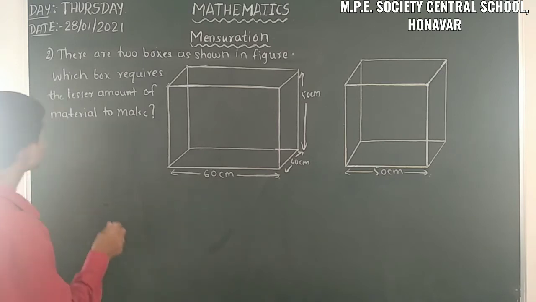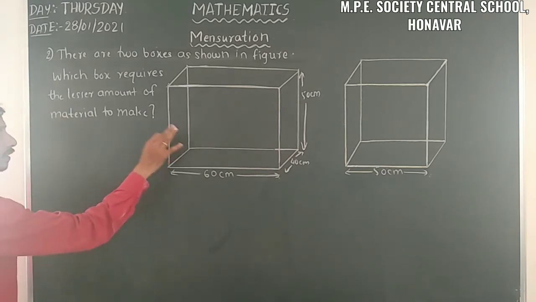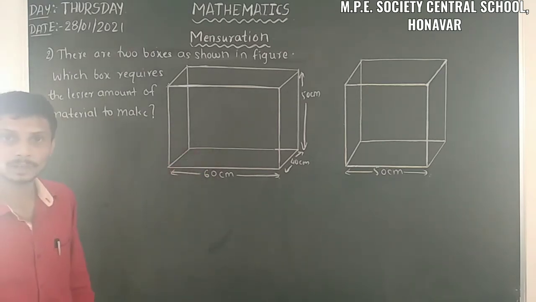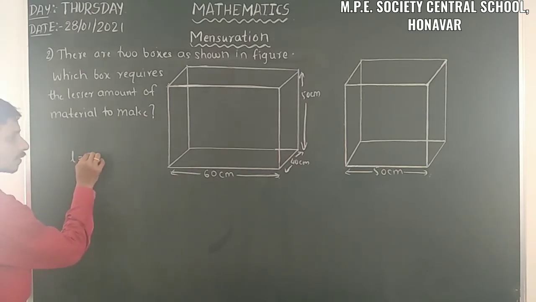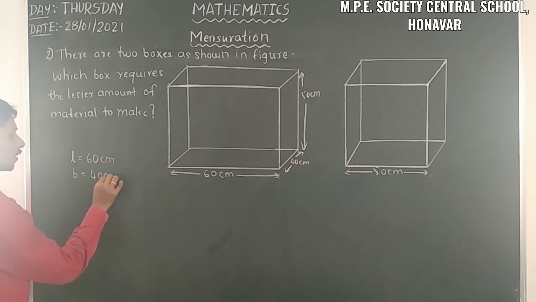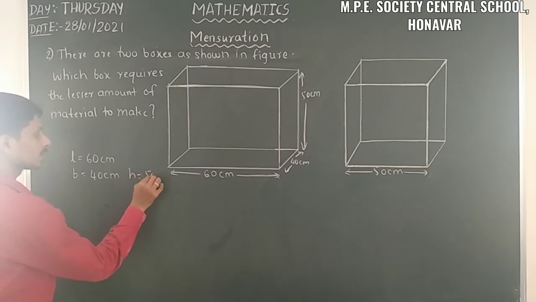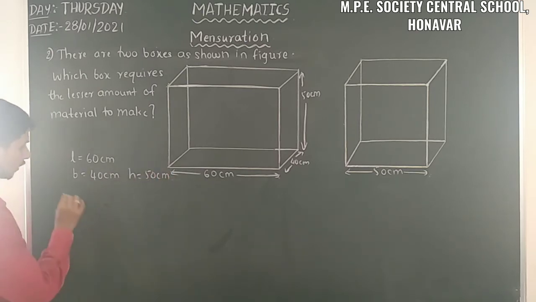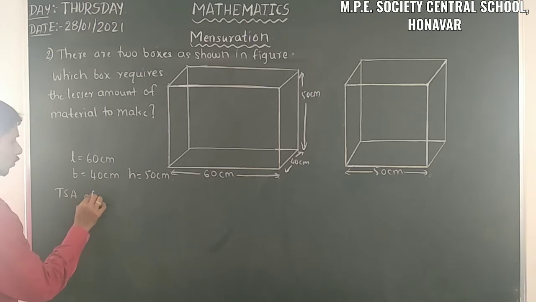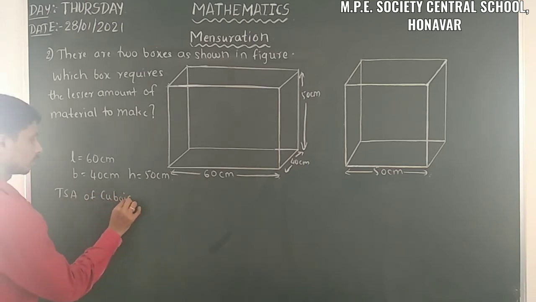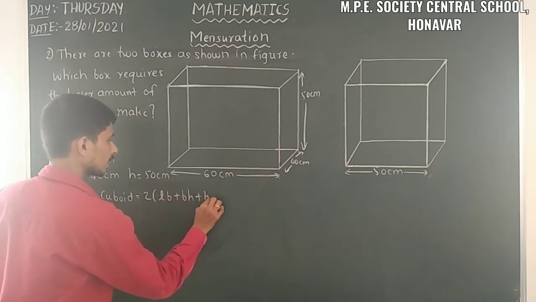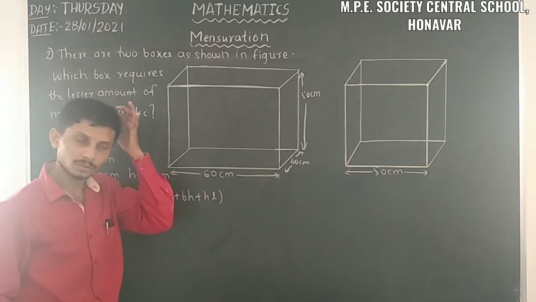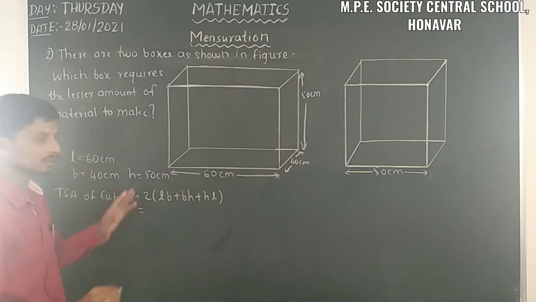So let us take this total surface area here. Firstly I will take the cuboid. With the help of measurement we have to find out the total surface area. L is given, L is 60 centimeter, B is 40 centimeter and H is 50 centimeter. Then we have to find the TSA of cuboid, which is equal to 2 into (LB plus BH plus HL). Here we have to substitute all these values.